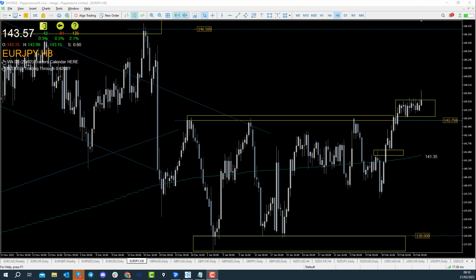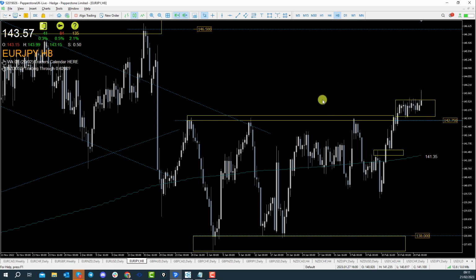So what I'm actually waiting for at the moment is price to trade through this range. Can we get a close above? If we get a close above, can we then look for continuations to the upside? So if that happens, there's an opportunity there on Euro Yen.